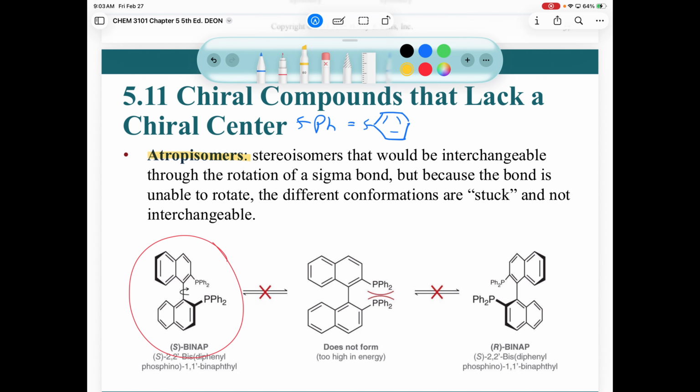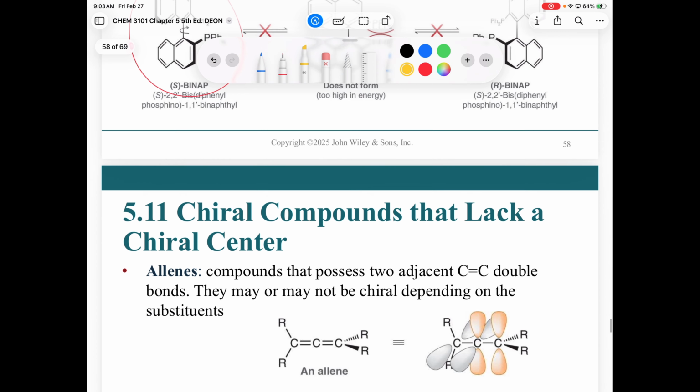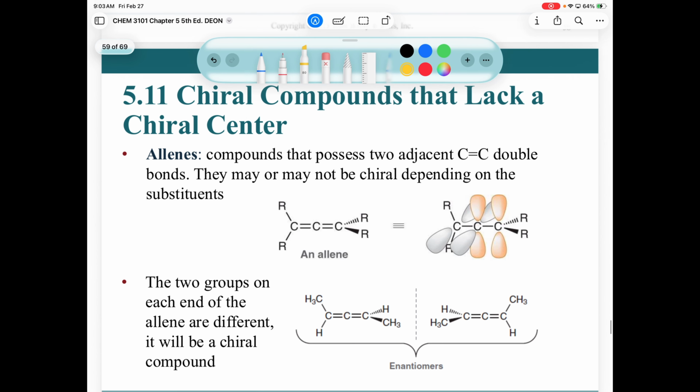I thought you guys might find it kind of cool. You have no sp3 hybridized carbons, but you have a chiral molecule. Cool. All right, and the last thing is allenes. I'll put one or two examples of an allene, if you're like, what the heck is this?